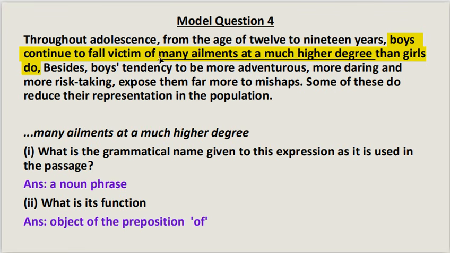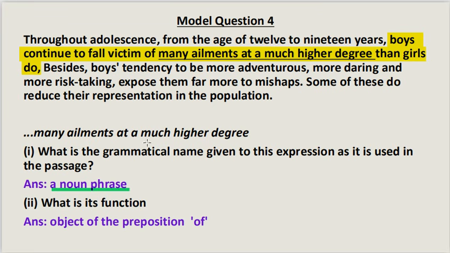Now, this is a noun phrase. Many ailments at a much higher degree. It is a noun phrase. There is no finite verb and it does not contain the subject and its predicate. So it is a noun phrase.